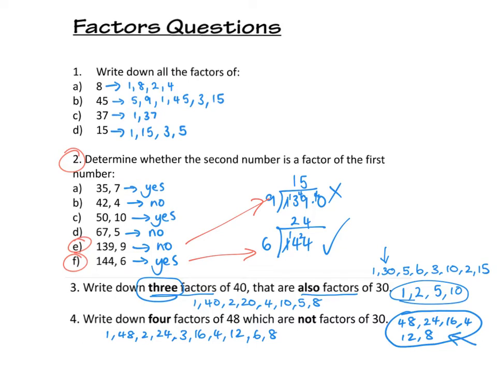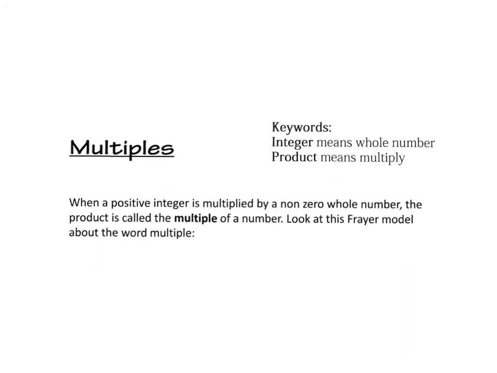Pause the video now and make sure all your work is marked. You should have ticks or corrections on all of your work so far. Now we're going to move on to multiples. And don't forget about these keywords, they're still important. Integer means a whole number. Product means you multiply.